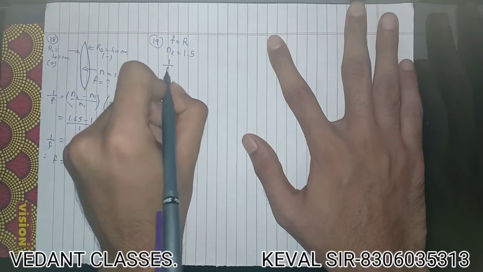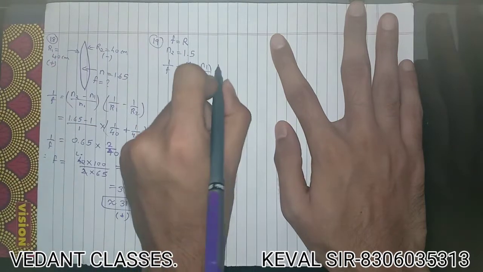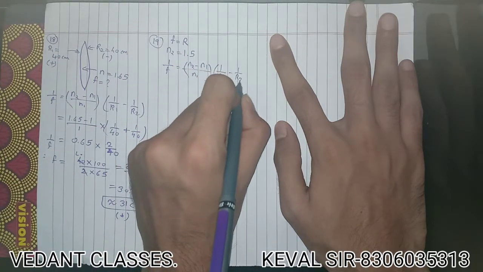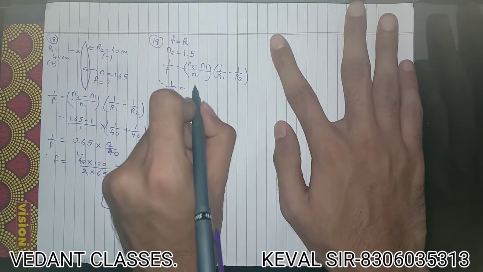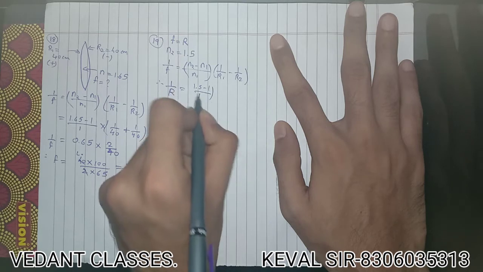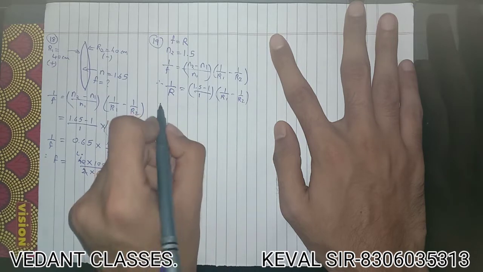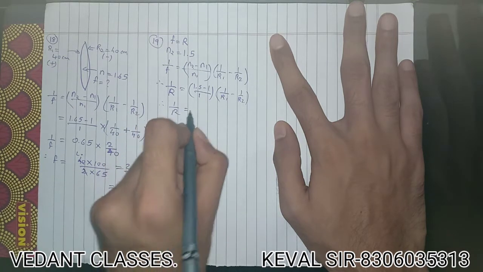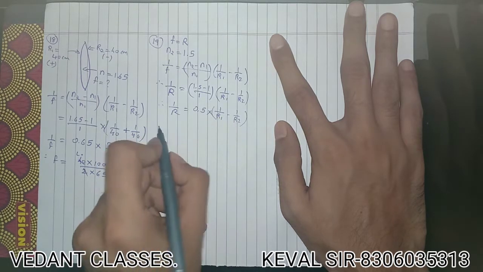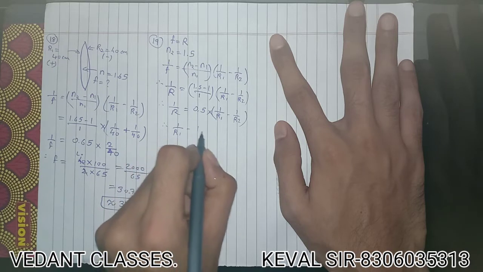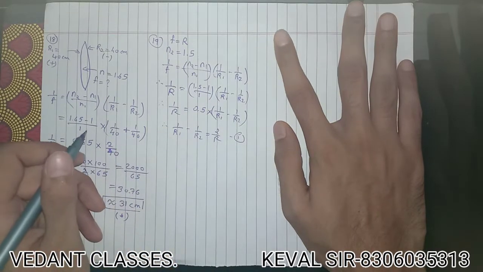So applying the lens maker's formula, 1 by f equals (n2 minus n1) upon n1, in bracket 1 by r1 minus 1 by r2. So therefore this will be 1 by r is equal to (1.5 minus 1) upon 1, and this will be 1 by r1 minus 1 by r2. So 1 by r is equal to 0.5 into (1 by r1 minus 1 by r2). So from this we can get the value of 1 by r1 minus 1 by r2, and that will be equal to 2 by r, giving it as equation 1.